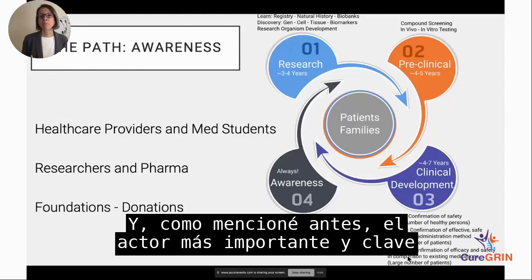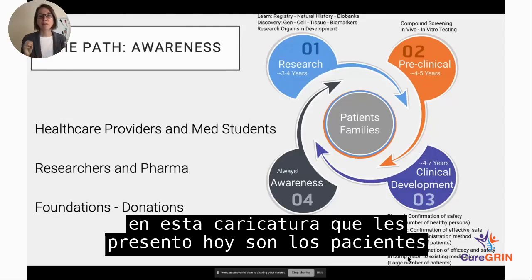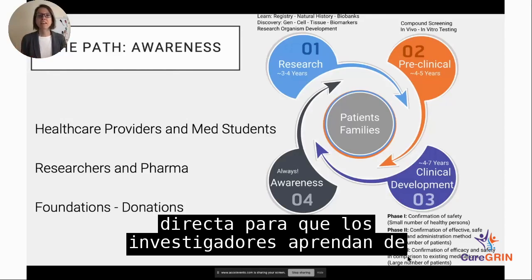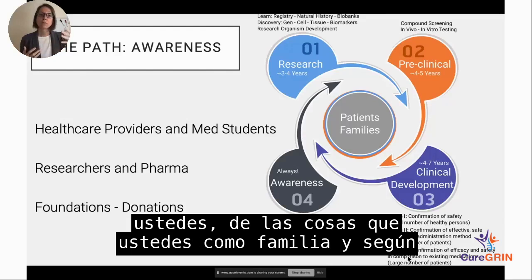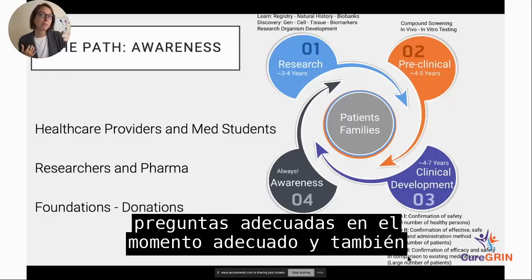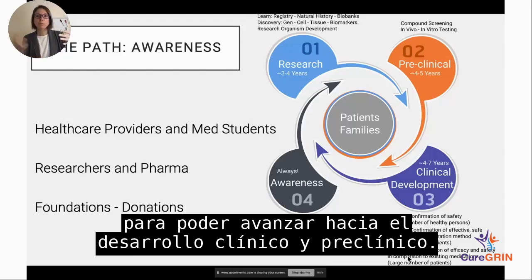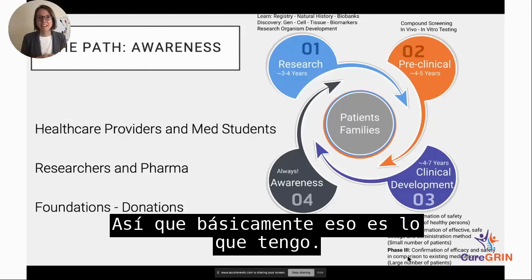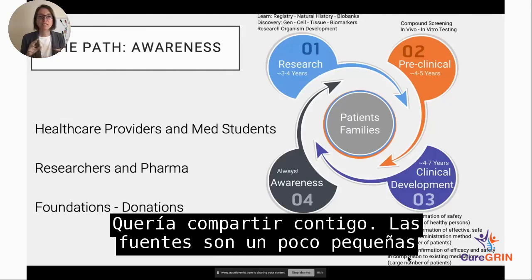And as I mentioned before, the most important and key player in this cartoon that I'm presenting to you today is patients and families, because there is a direct synergy and communication for researchers to learn from you, from the things that you as a family and as a patient need, so we can ask the right questions at the right moment, and also to be able to push towards preclinical and clinical development all the rest of this path of cure. So basically, that's what I wanted to share with you.